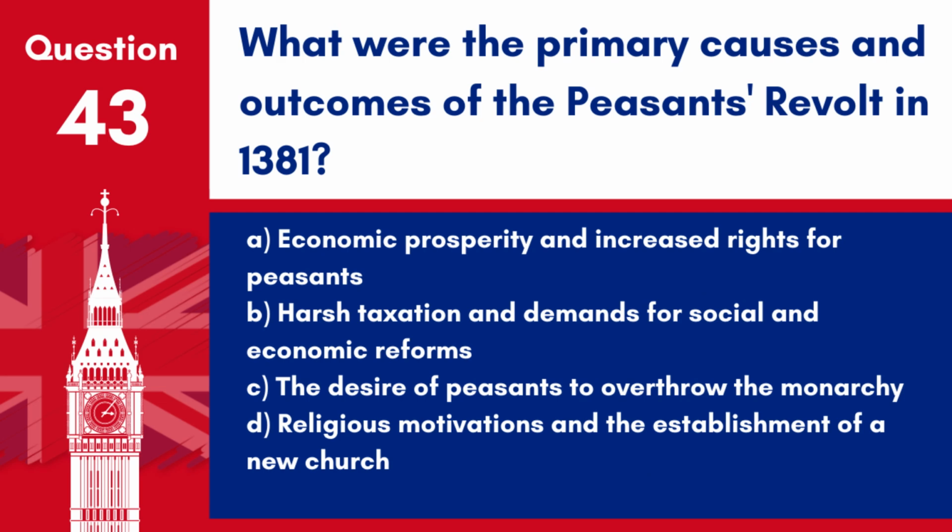Question 43. What were the primary causes and outcomes of the Peasants' Revolt in 1381? A. Economic prosperity and increased rights for peasants. B. Harsh taxation and demands for social and economic reforms. C. The desire of peasants to overthrow the monarchy. D. Religious motivations and the establishment of a new church.